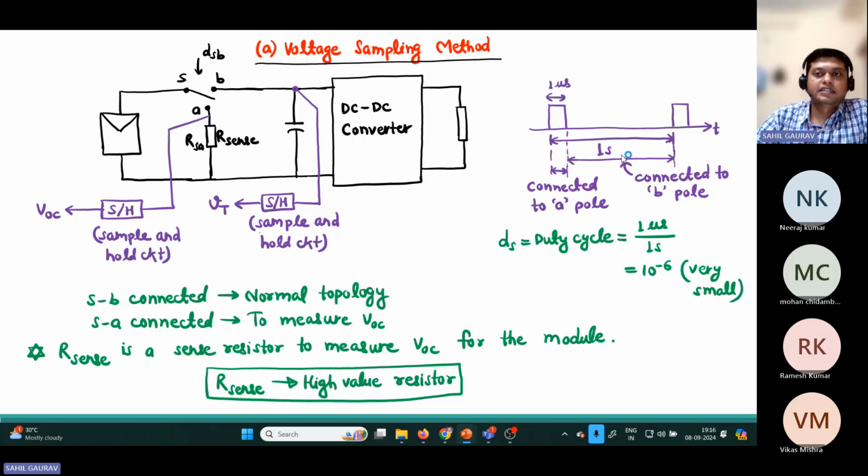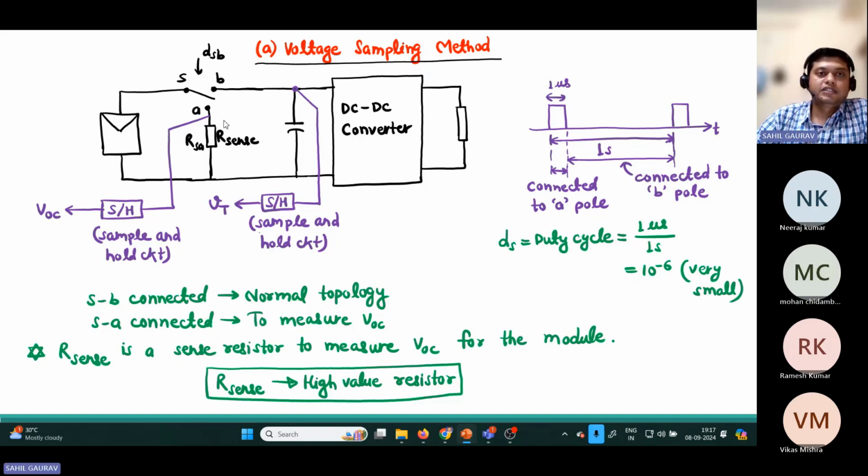Suppose this is the switching time for the switch: for 1 microsecond it is connected to the A pole, and for the rest of the time it is connected to the B pole, that is, it is in off state. So what is the duty cycle for this switch? The duty cycle will be 1 microsecond upon 1 second, which is 10 to the power minus 6. We can see that it is a very small value.